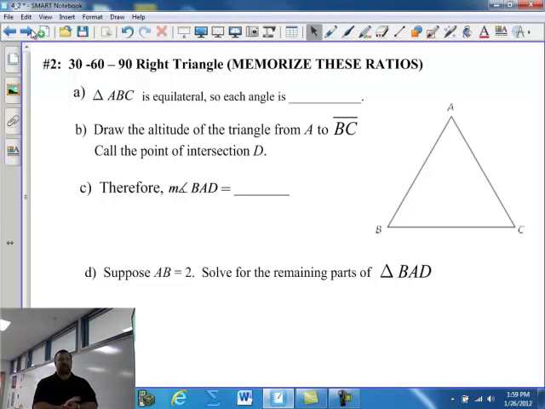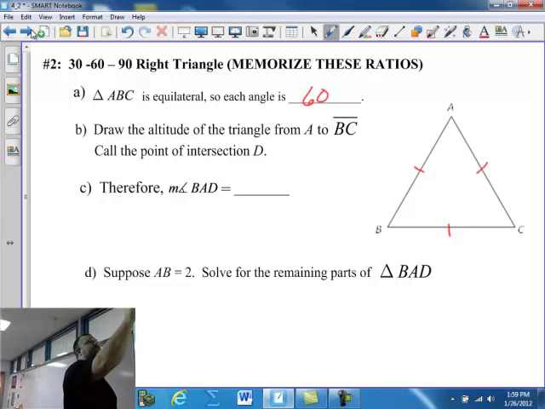Okay, second triangle, 30, 60, 90. All right, we got to memorize this one too. But it says triangle ABC is equilateral. What's that mean? All the sides are the same. So this side and that side are the same, but that means all the angles are equal to what? 60 degrees. That's 180 divided by 3. Well, that's a 60, 60, 60 triangle then. Well, then something's wrong because we didn't have the right triangle. Okay, well, hold on. Let's keep reading.